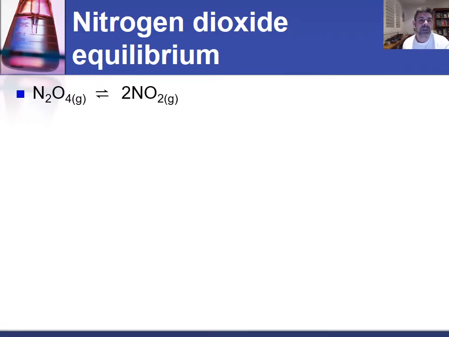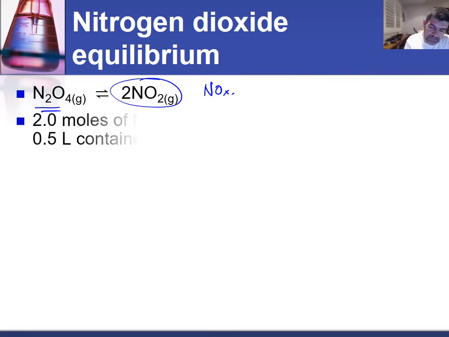So here's an example of an equilibrium. This is an equilibrium involving nitrogen dioxide, a very important gas that contributes to acid rain, one of the NOx compounds that we were talking about in the acidic environment. And it forms an equilibrium with dinitrogen tetroxide, this one.